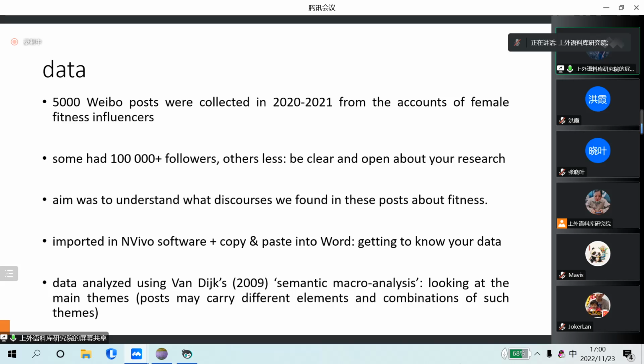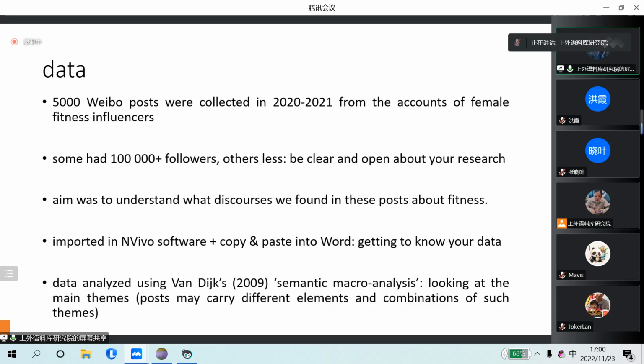Now, our aim was to understand what discourses we found in these posts on fitness. So everything was imported into NVivo software, which is a qualitative analysis sort of software for language. But it was also painstakingly copied and pasted into Word.